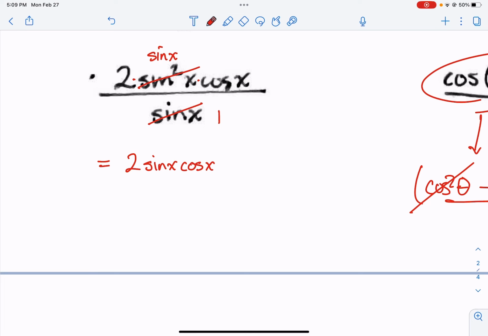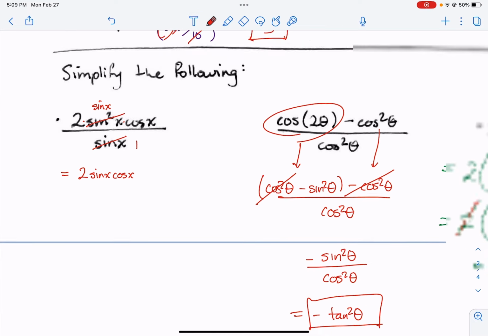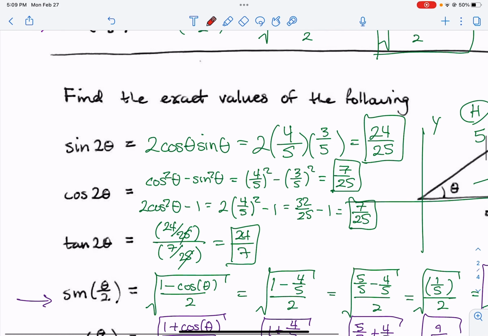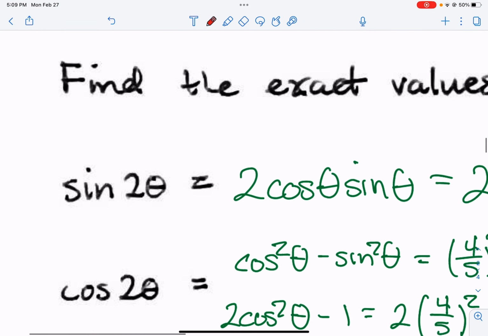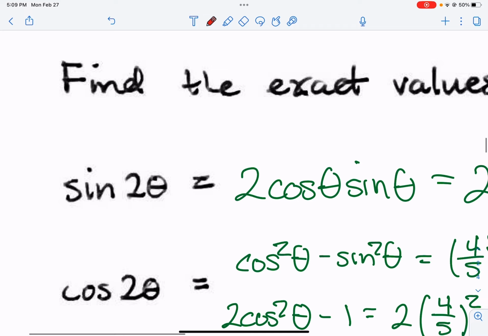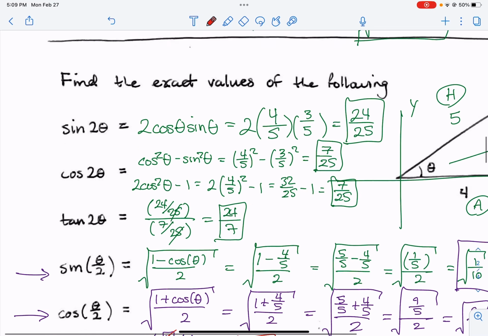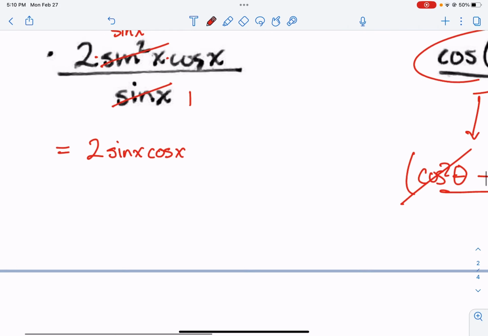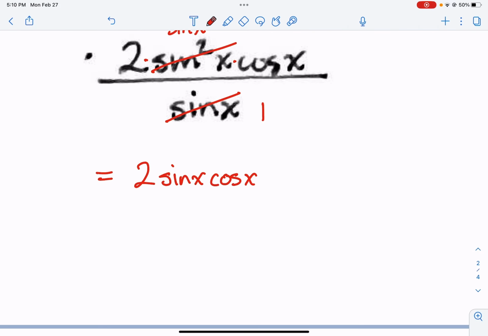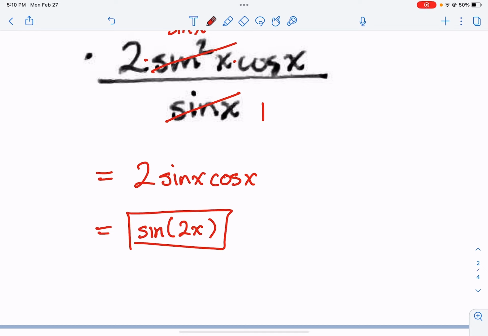And that looks very familiar, right? If we scroll up a little bit, that looks a lot like this. Well, we can swap it out, right? We can use this identity, and that's going to make it a lot simpler to deal with. So instead of thetas, we have these x's, but this is just going to be sine of 2x. And that's definitely the simplest form for this expression, right?